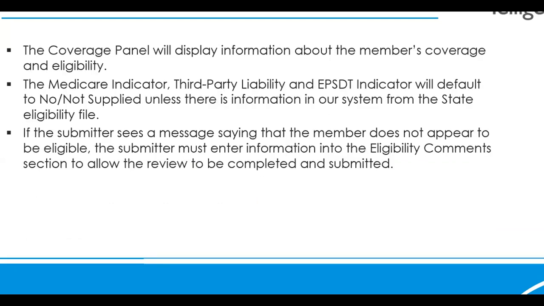Once you have the dates entered, the next section is what's called our coverage panel. And this is where you'll see any information related to the member's coverage and eligibility. There are also a couple extra fields that will default, and you can leave those as they are defaulted. You don't need to worry about changing those. And then you also may see a message saying that the member does not appear to be eligible. And then we'll have to enter information into our eligibility comments box to make sure you're aware that the member does not appear to be eligible for services, and that you've written a comment to indicate that you're aware of that.